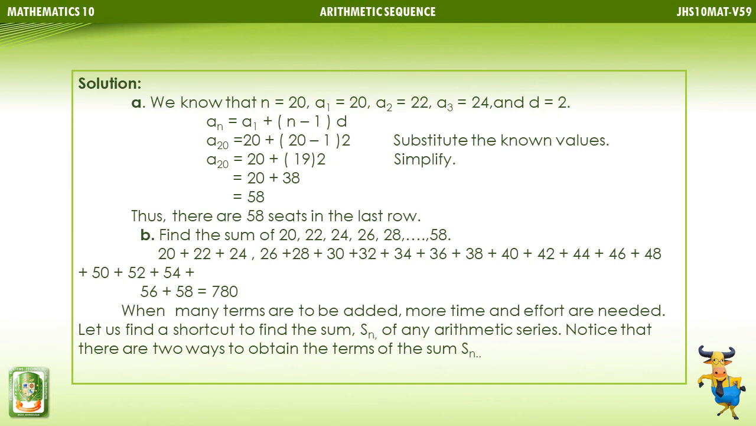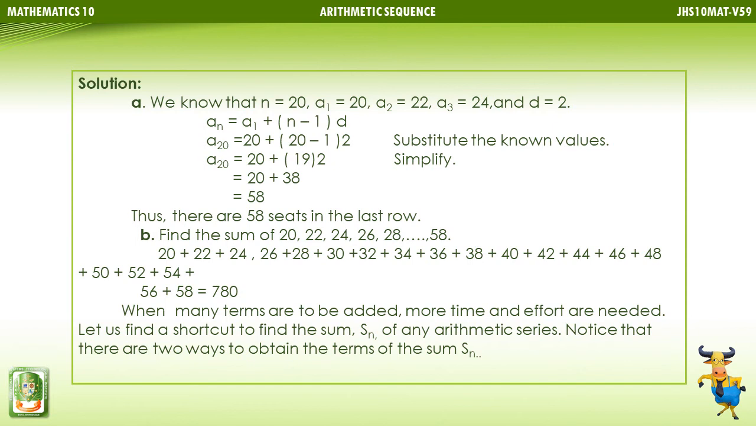A sub n equals A sub 1 plus n minus 1 times d. A sub 20 equals 20 plus 20 minus 1 times 2. Substitute the known values. A sub 20 equals 20 plus 19 times 2. Simplify. Equals 20 plus 38 equals 58. Thus, there are 58 seats in the last row.